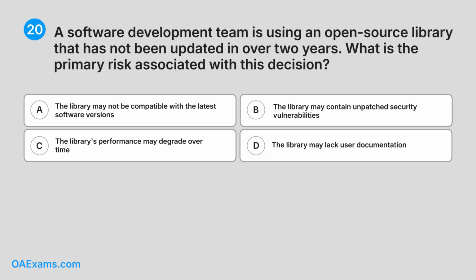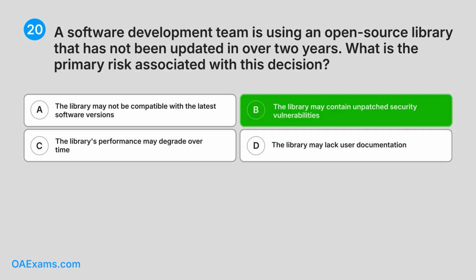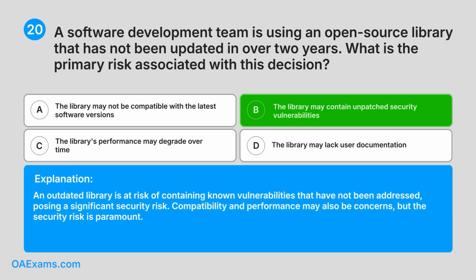Correct answer. B. The library may contain unpatched security vulnerabilities. Explanation. An outdated library is at risk of containing known vulnerabilities that have not been addressed, posing a significant security risk. Compatibility and performance may also be concerns, but the security risk is paramount.